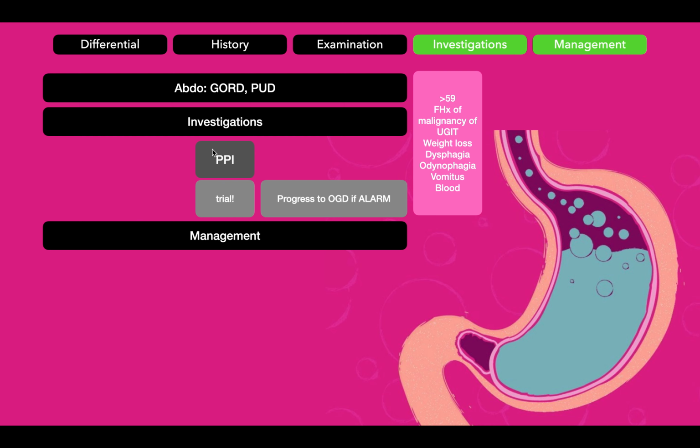So if it's a regularly healthy 65-year-old who presents with symptoms of pyrosis, worse on lying down, they can't enjoy their wine, and they've got a fatty diet, they need an OGD because of their age, even though they don't have anything else. Management of gastroesophageal reflux disease is a PPI anyway.